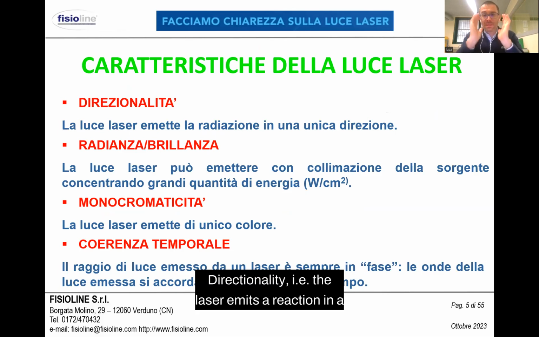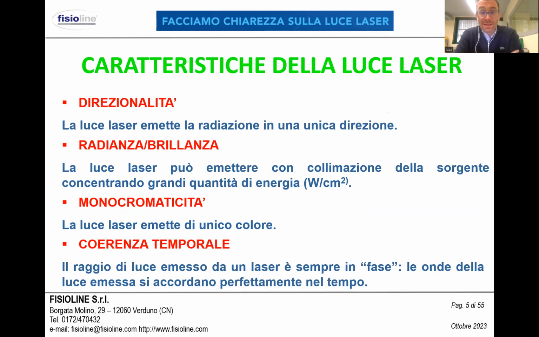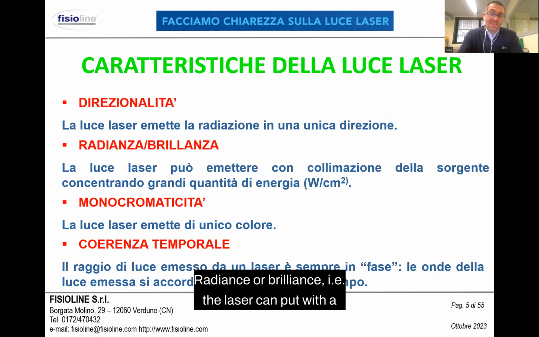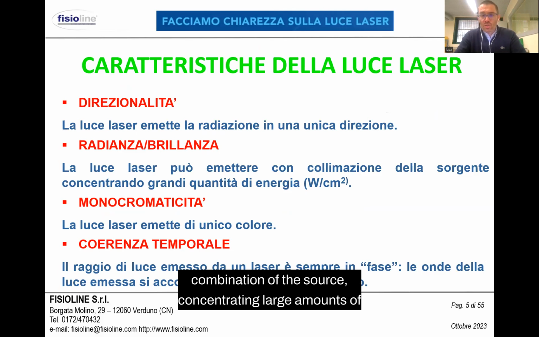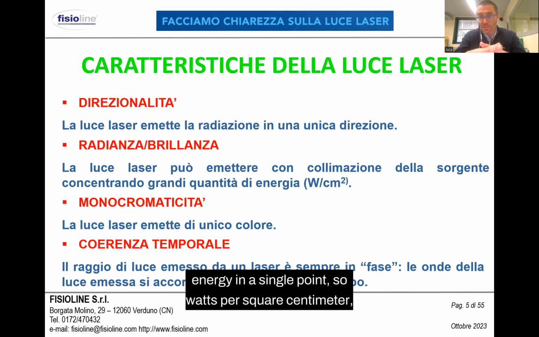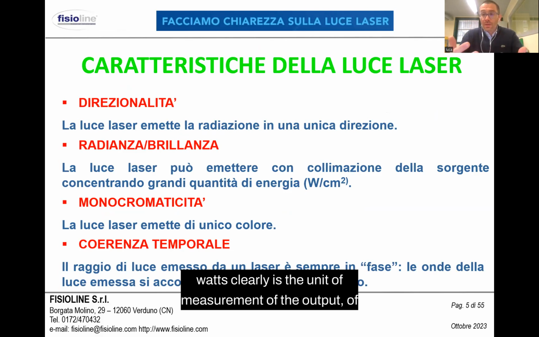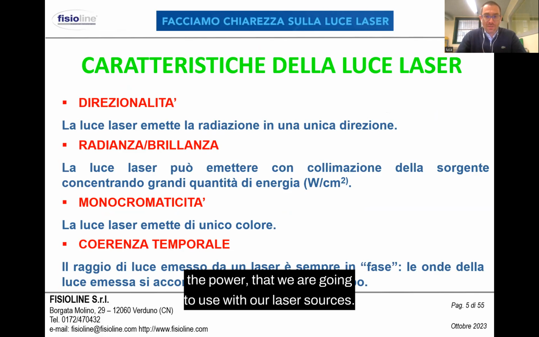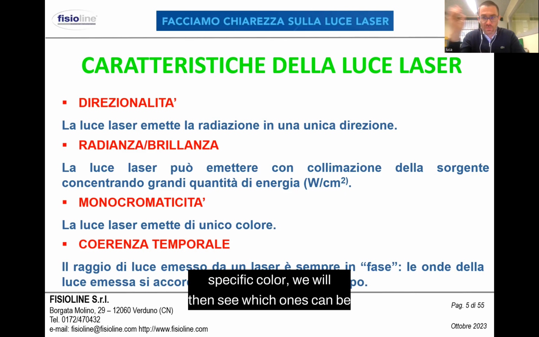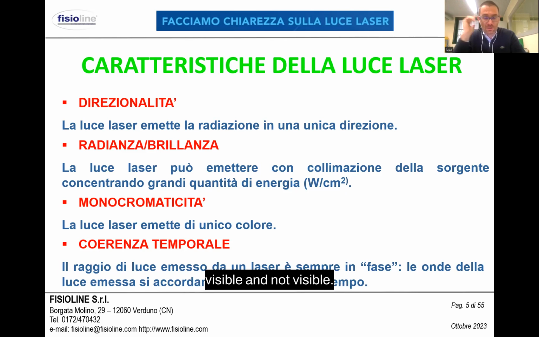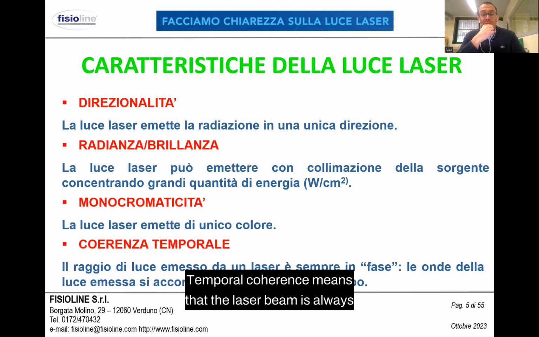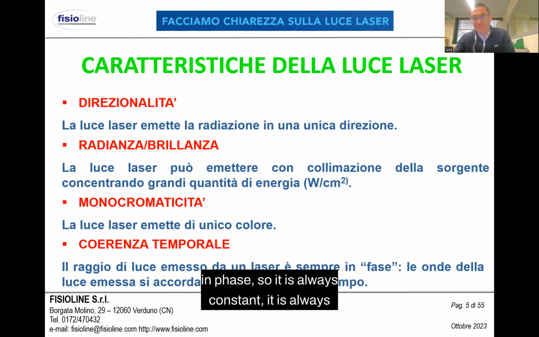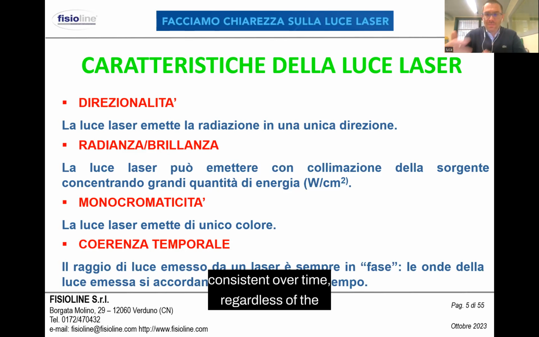Directionality, i.e. the laser emits radiation in a single specific direction. Radiance or brilliance, i.e. the laser can, with a combination of the source, concentrate large amounts of energy in a single point, so watts per square centimeter. Watts clearly is the unit of measurement of the output, of the power, that we are going to use with our laser sources. Monochromaticity, i.e. the laser always emits a single specific color, we will then see which ones are visible and not visible. And temporal coherence. Temporal coherence means that the laser beam is always in phase, so it is always constant, it is always consistent over time, regardless of the duration of my emission.